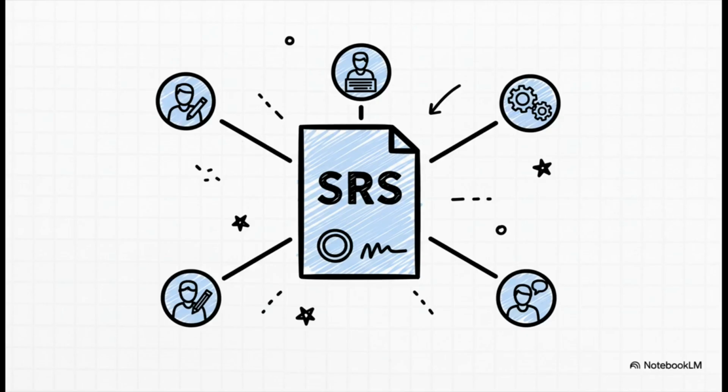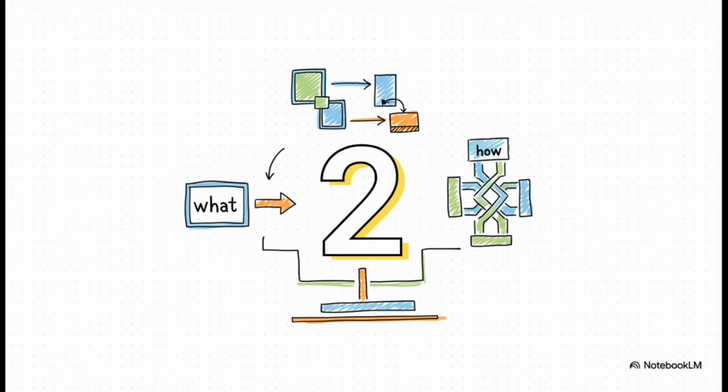For our Photosphere app, the SRS will list every single detail, every feature, every constraint. It becomes the holy grail for the entire team. Okay, so the requirements are locked in. We know what we're building. Now we move to phase 2, system design. This is where we switch gears from what to how.